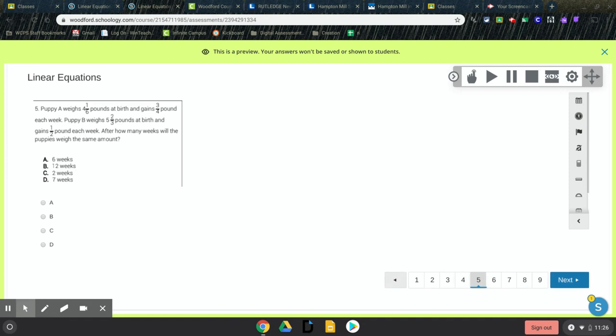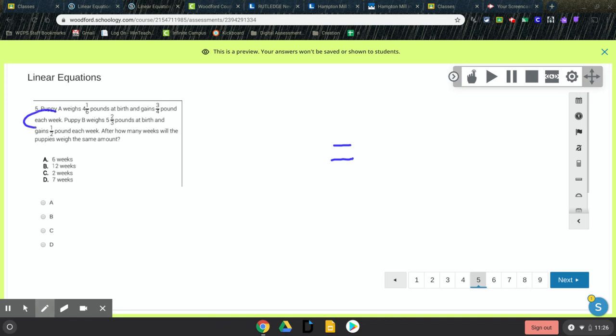All right. Puppy A weighs 4 1/6 pounds at birth and gains 3/4 pound each week. Puppy B weighs 5 2/3 pounds at birth and gains half a pound each week. After how many weeks will the puppies weigh the same amount? This is going to be just like the one from the beginning. You need to set the two equations equal to one another.